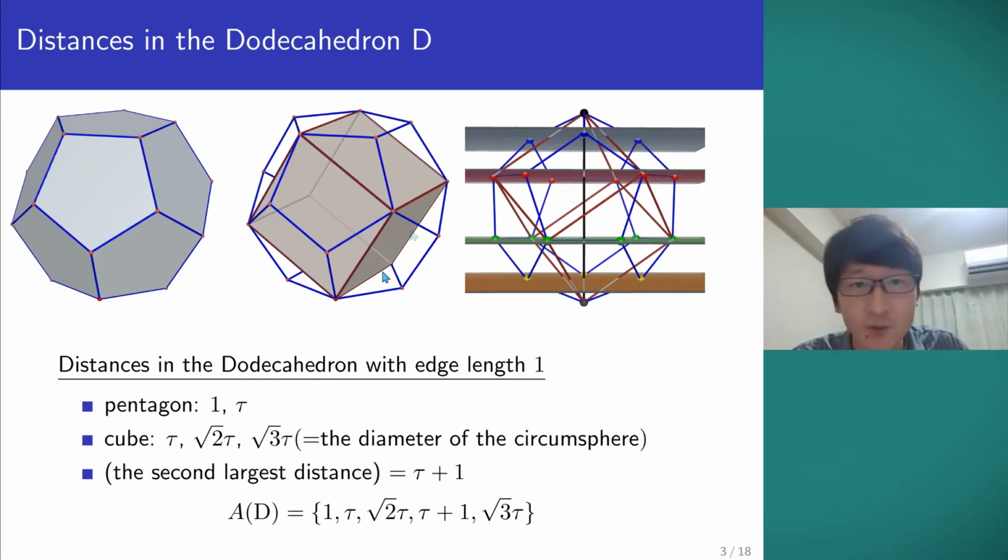And there is a cube in the regular dodecahedron. The cube has 3 distances: tau, the square root of 2 tau, and the square root of 3 tau. Now, the square root of 3 tau is the diameter of the circumsphere. And we can calculate the second largest distance, tau plus 1. So A of D, namely the distances of the dodecahedron, is 1, tau, the square root of 2 tau, tau plus 1, and the square root of 3 tau. So the dodecahedron is a 5-distance set in R^3.